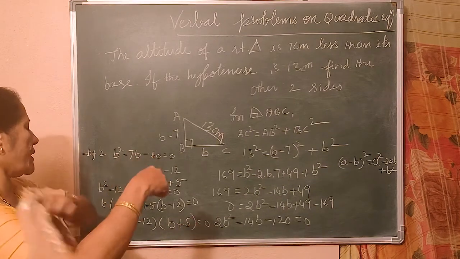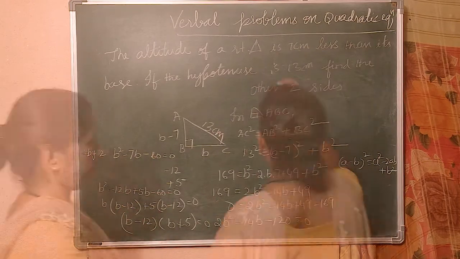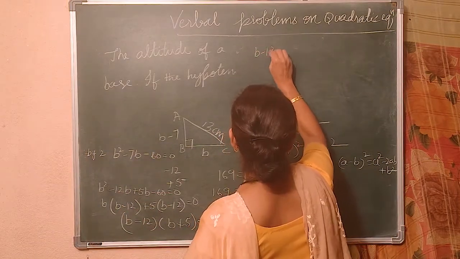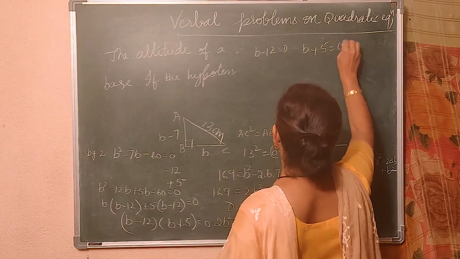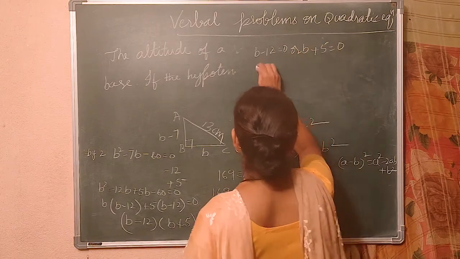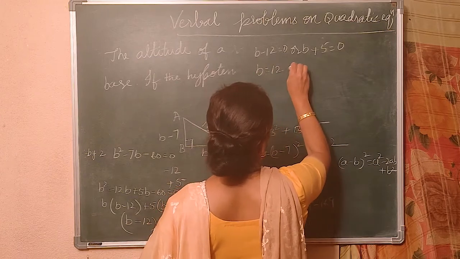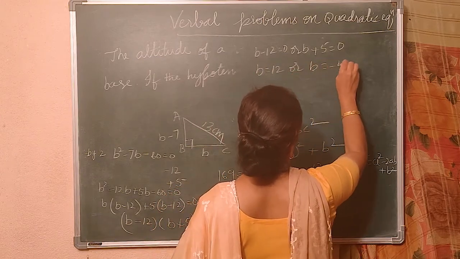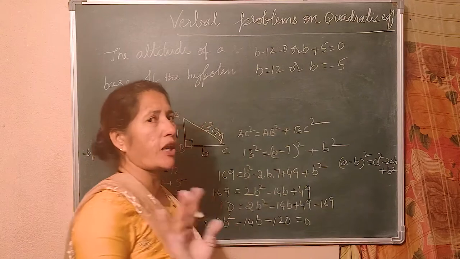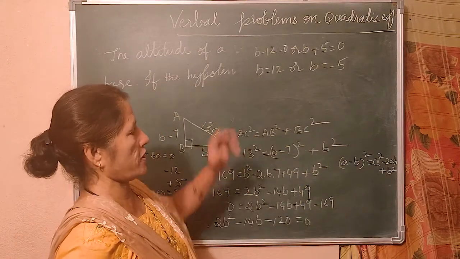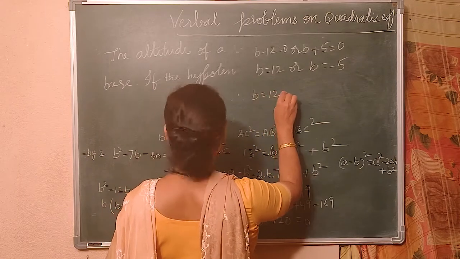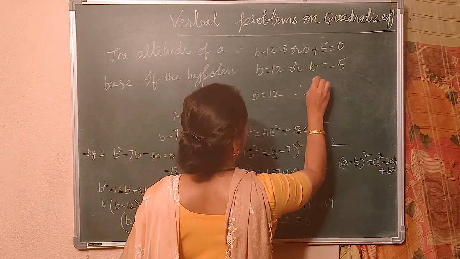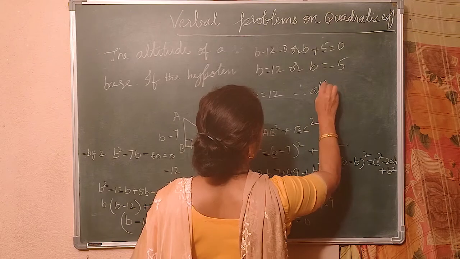So what do you get? b minus 12 is equal to 0, or b plus 5 is equal to 0. So b is equal to 12 or b is equal to minus 5. Measurement of any side will not be negative, so only positive. Therefore b is equal to 12. Therefore, altitude is equal to how much?